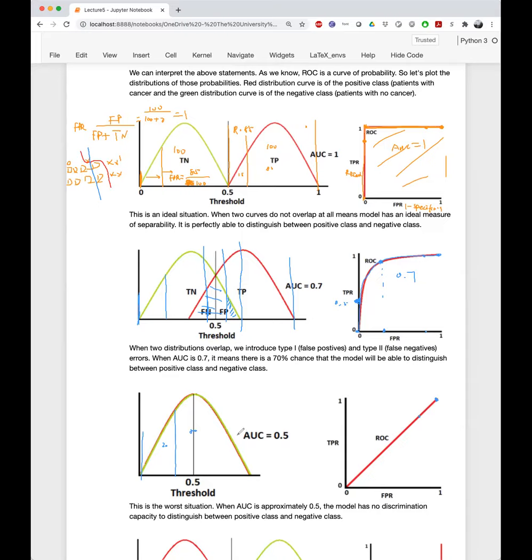And we move it all the way to the middle. The middle will give us 0.5, 0.5. Move it all the way to here. This will give us 0, 0. So move your threshold from here to here, you get this line in this direction.